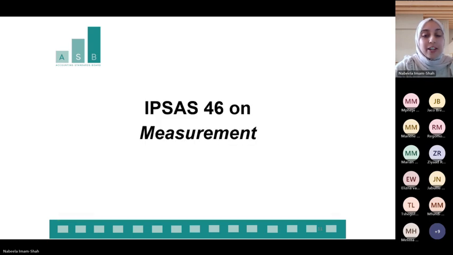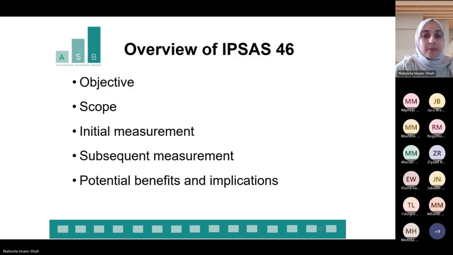Right, moving on then to IPSAS 46 on measurement. So this standard is effective from 1 January 2025 for those entities that apply IPSAS, and entities are then required to apply the standard prospectively. Okay, so in today's presentation, in our overview of IPSAS 46, we'll have a look at the objective, the scope, we'll discuss initial and subsequent measurement, and then we'll just end off with potential benefits and implications.